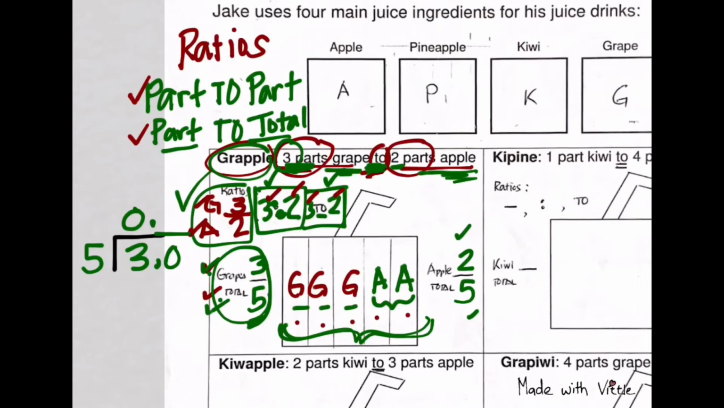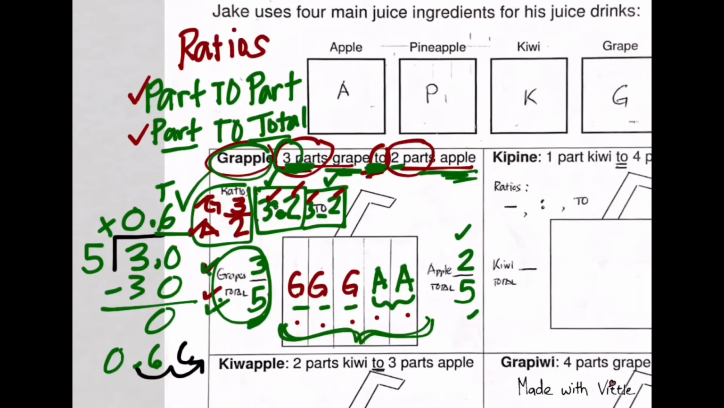Then 30 divided by 5 is 6 on the tens place. 6 times 5 is 30. Subtract that, 0. Now we have 0.6. How do we change the decimal into a percent? You move the decimal point twice to the right. So now you can see that part of the juice is 60. That is grapes. It's 60%.